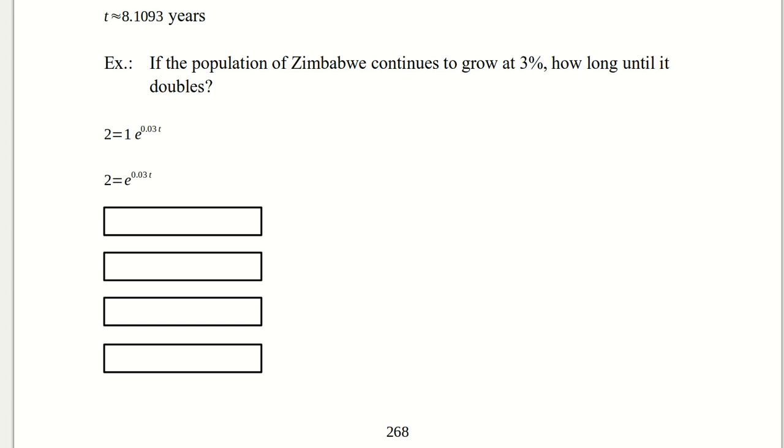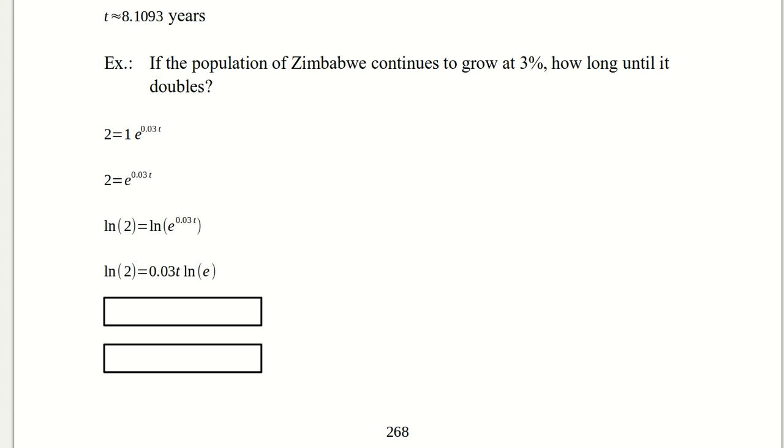So there's 2 equals e to the 0.03t. That's Zimbabwe's growth rate, t. And we take the natural log of both sides. So there's the 2, the argument of the natural log on the left, and the e to the 0.03t, the argument on the right. Now, on the right side, why are we taking logs? We're taking logs so that we've got the power rule. Out comes 0.03t, now attached with nothing stronger than multiplication. And on the right side, I've also got the natural log of e, which, just like in the previous example, gives us 1.